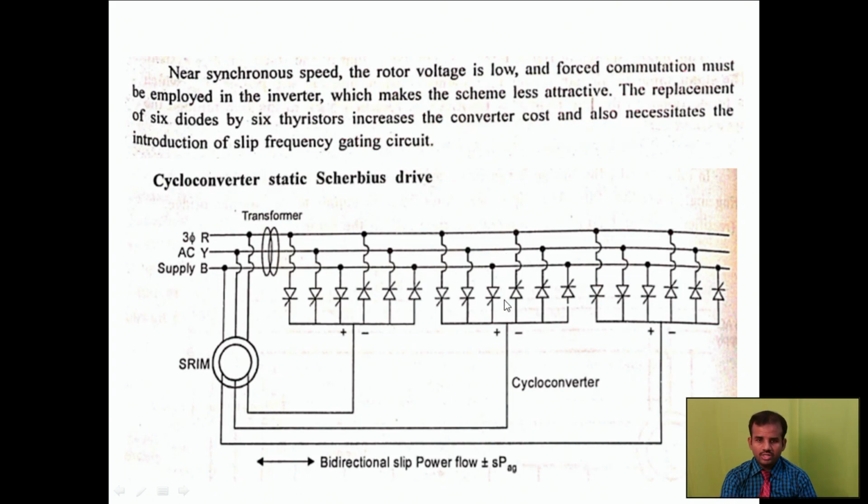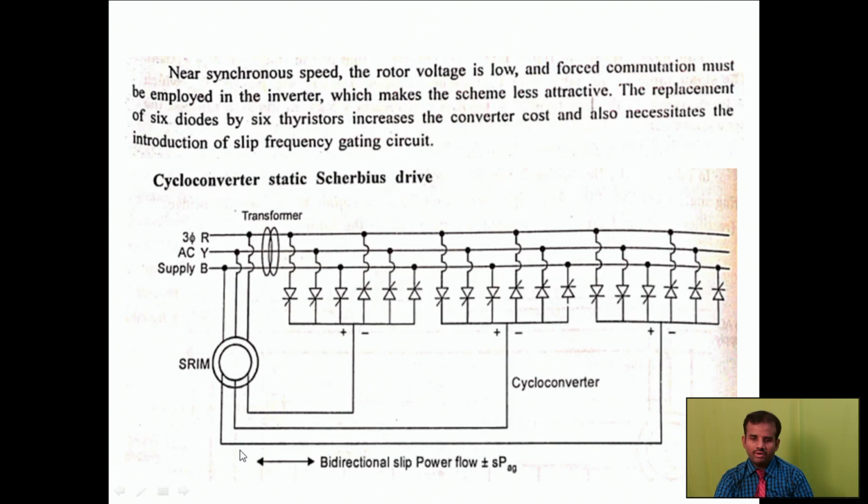Okay, in this static Scherbius drive, the second type is the cycloconverter static Scherbius drive. In this cycloconverter static Scherbius drive, you have to use a greater number of SCRs. This is the major drawback. If you use more SCRs, the control circuit is very complex, and the converter cost is also very high.